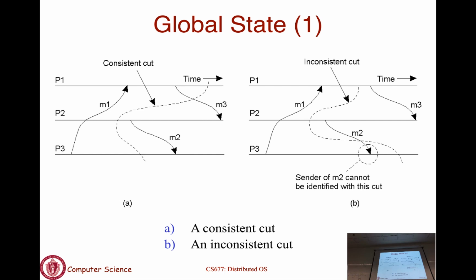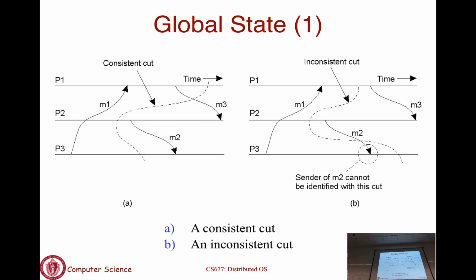We will say this is consistent, but that is not consistent. This is called a consistent cut. A cut essentially says where that dotted line intersects the processes. We will allow this one, and we will not allow that one. The reason we will not allow it is that in this cut there is a message whose receipt is before the time you took a snapshot, and the send of the message is after that snapshot.